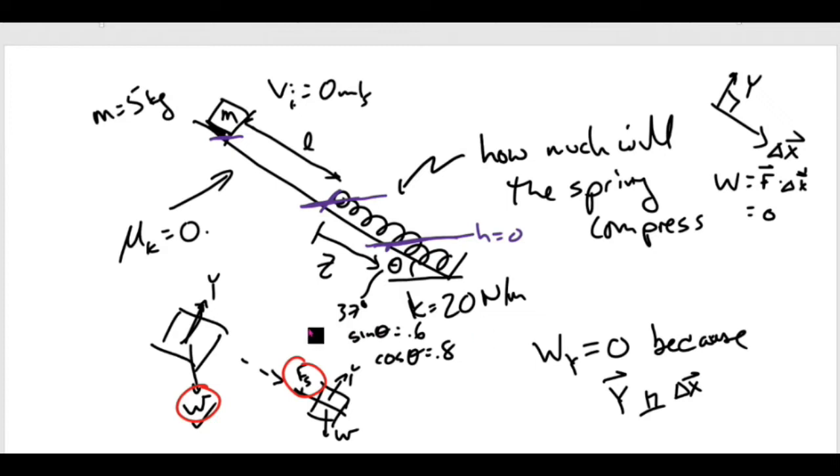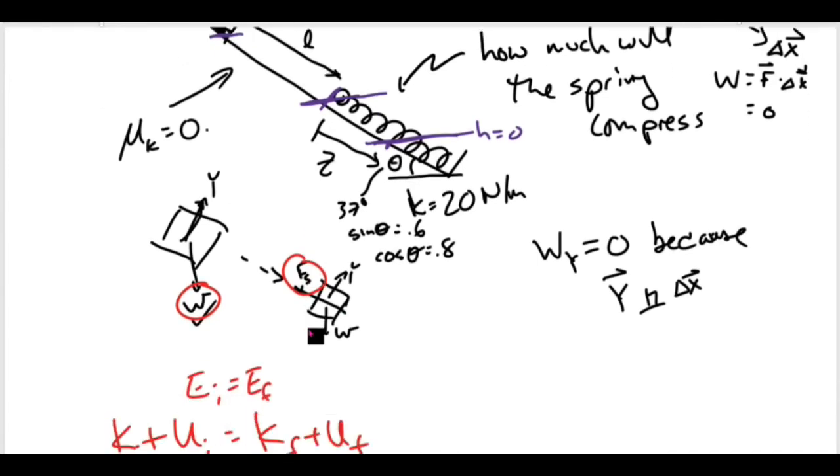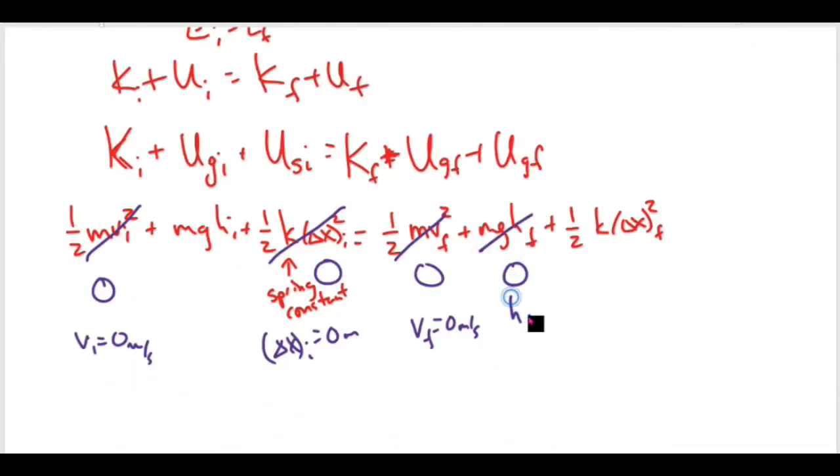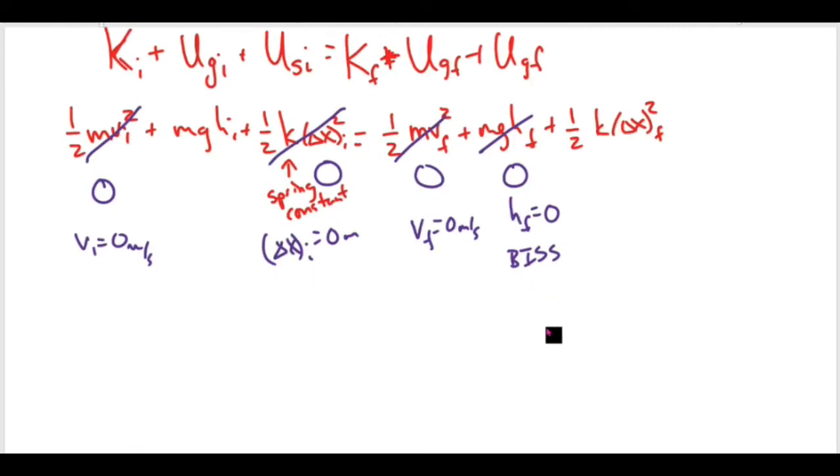And so making height equal to 0 at the bottom. That is 0 because h final is equal to 0 because I say so. And so our problem has now been reduced. Again, this is a frictionless problem. Energy is conserved. There's my total potential energy at the beginning and then my total final energy at the end.